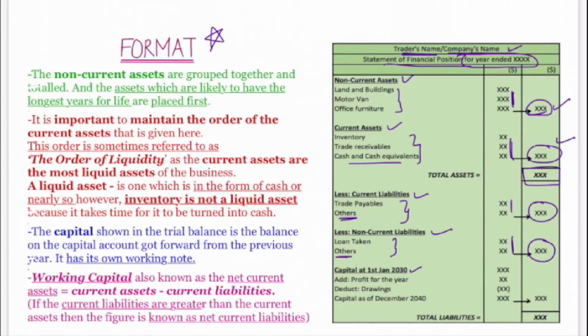Capital at 1st Jan 2030, that is the opening. Then add profit for the year, deduct drawings, and then capital as of December 2040, that is the closing capital. You do all the adjustments over here, you have to show that in the inner column and then get the final figure in the outer column. Then for total liabilities, you need to add the current liabilities, non-current liabilities, and capital.